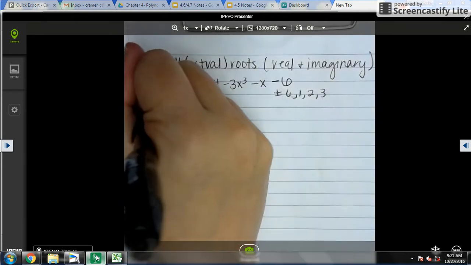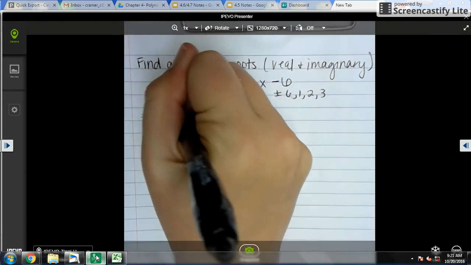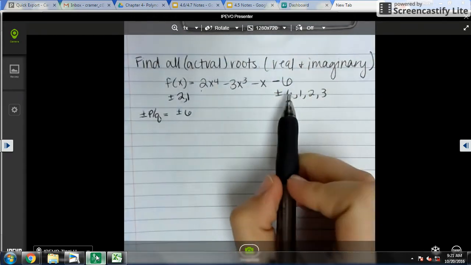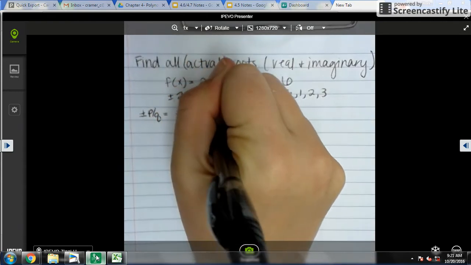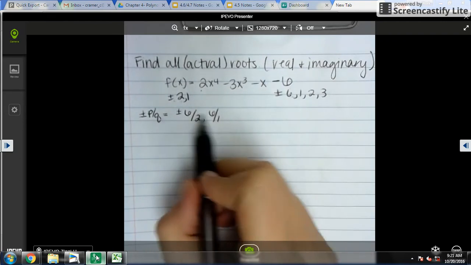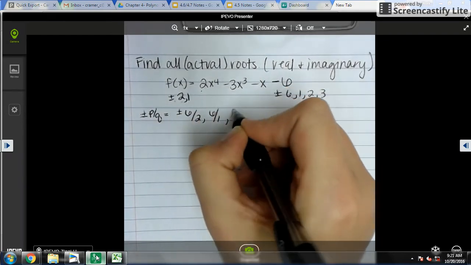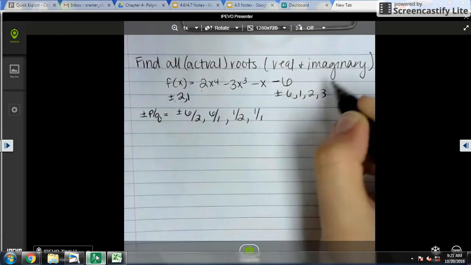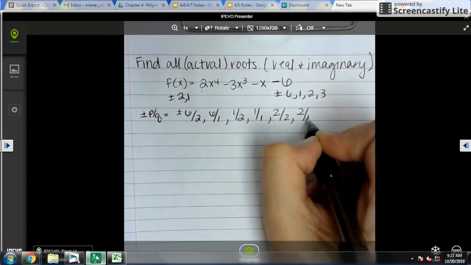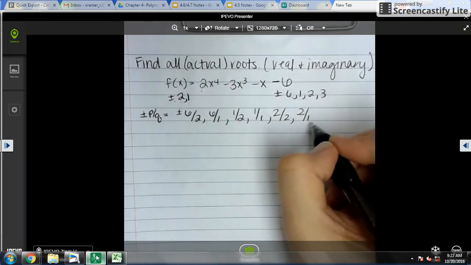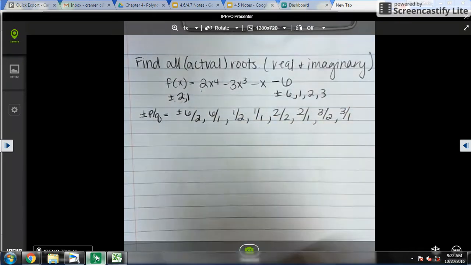So that would be plus or minus 6 over 2 and 6 over 1. I'm just going to put plus or minus 1s. This is plus or minus for all of them. Plus or minus 1 over 2 and 1 over 1. 2 over 2 and 2 over 1. 3 over 2 and 3 over 1. And again, those are all plus or minus.